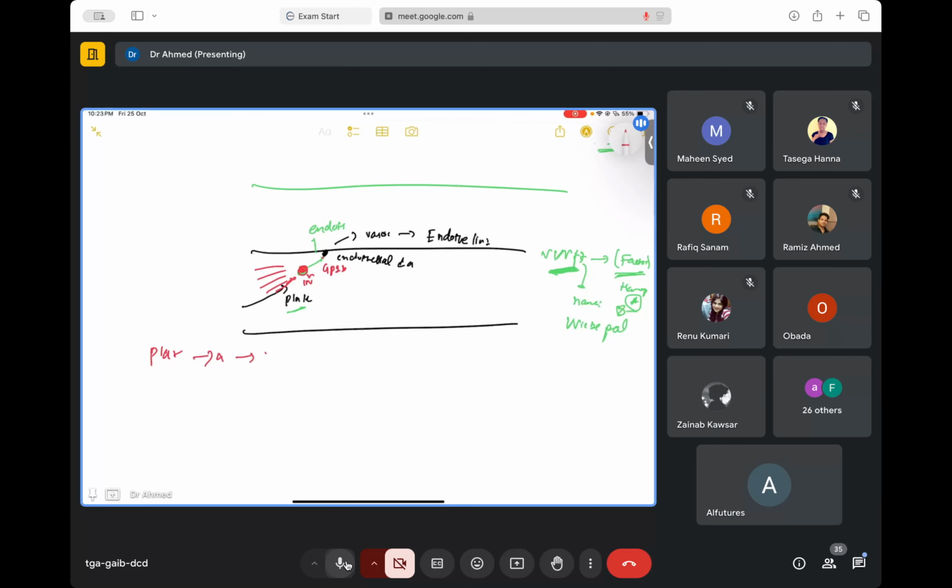How is it going to do that? It releases some mediators. Can you name some of the mediators? ADP, thromboxane A2, serotonin. Perfect. And they are basically present in which granules? Alpha granules, I guess, right? Yes.